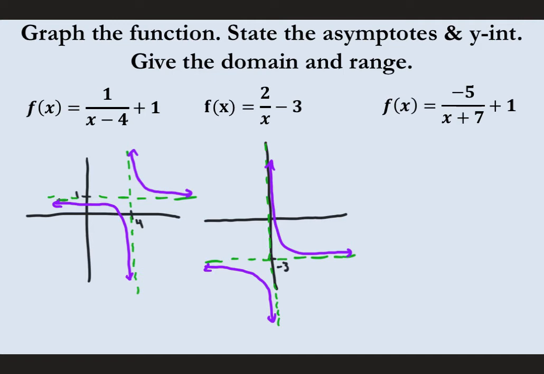All right, and then I have one last problem. My one last problem is over here. I have x plus 7 on bottom, so that means I'm going to go left to negative 7.